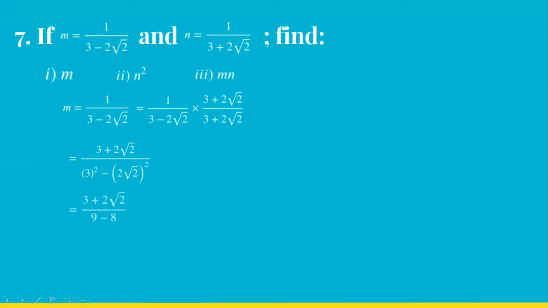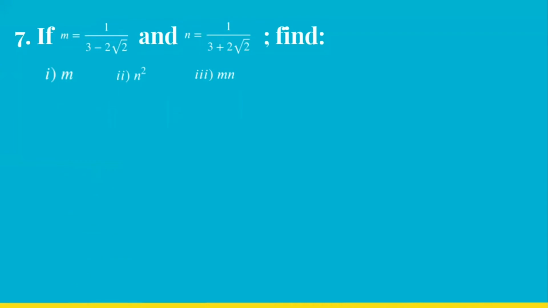So 9 minus 8 is going to be 1. So we get 3 plus 2 root 2. Right? So that is the value of m. Now let us find the value of n. So n, the simplified form, then we'll find the n square. So 3 plus 2 root 2, the rationalizing factor is 3 minus 2 root 2.